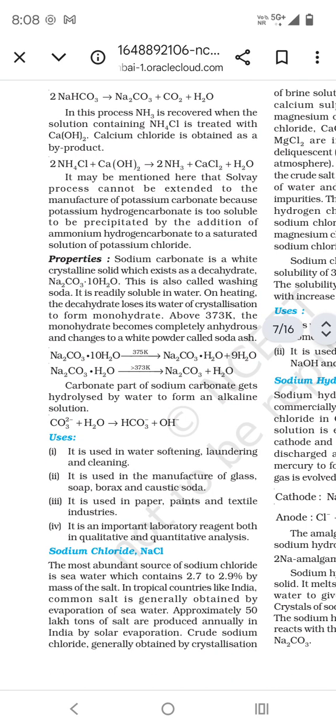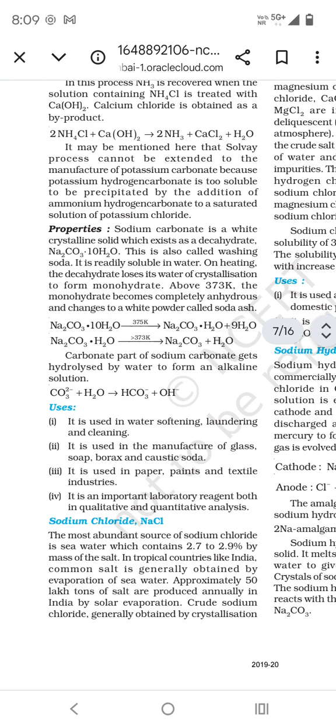Properties. Sodium carbonate is a white crystalline solid which exists as a decahydrate, Na2CO3·10H2O. This is also called washing soda. It is readily soluble in water. On heating, the decahydrate loses water of crystallization to form a monohydrate. Uses. It is used in water softening, laundering and cleansing.